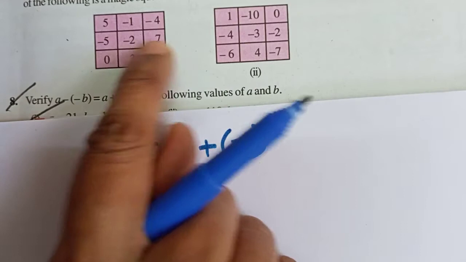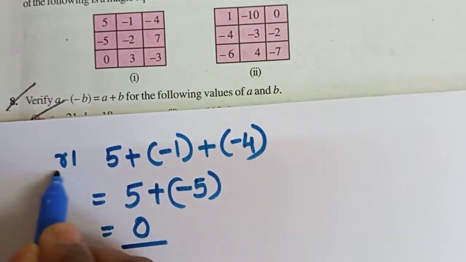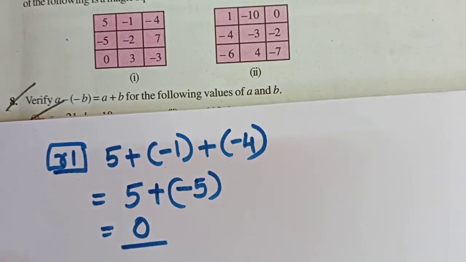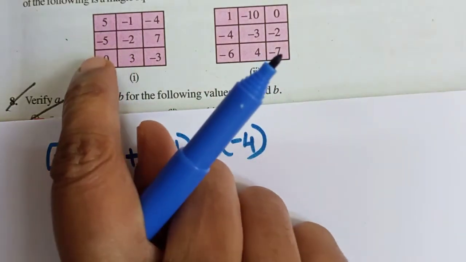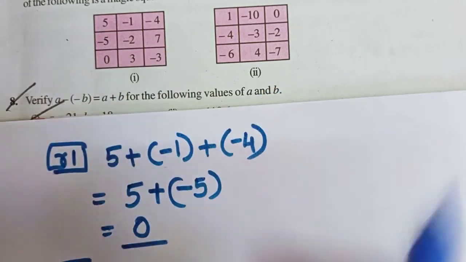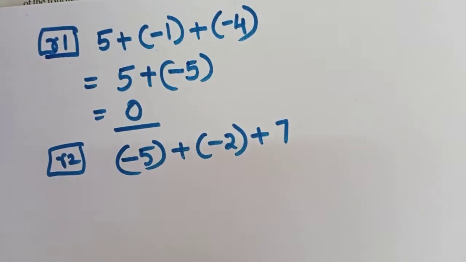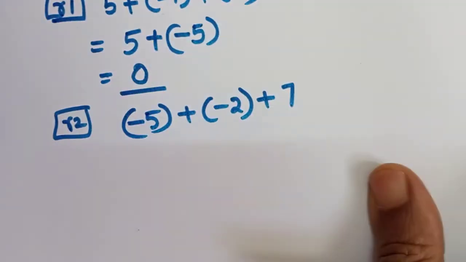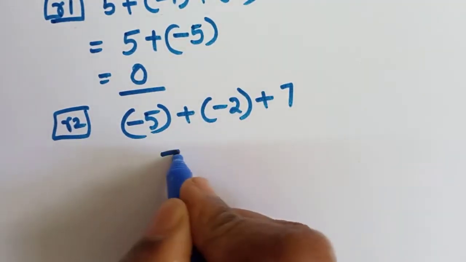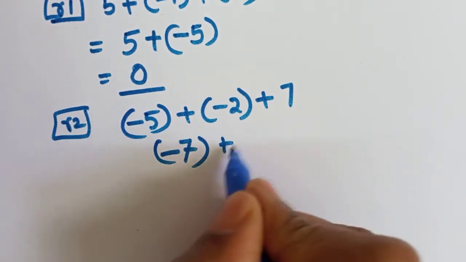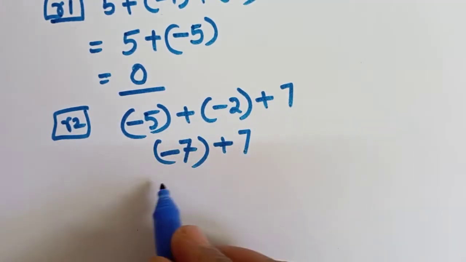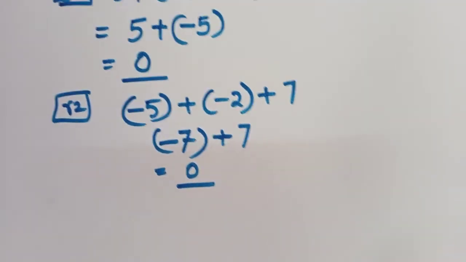Let me check with the second row. This is R1, that is row 1. Row 2 we will do: minus 5, minus 2 and 7. These both are having negative sign, so minus 5 plus minus 2 will become minus 7, plus 7. Minus 7 plus 7 will become 0. Again we are getting a 0.